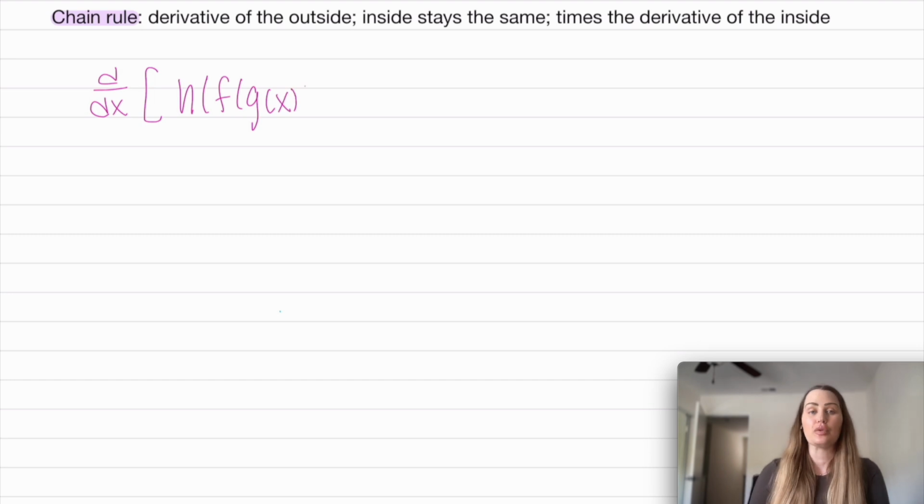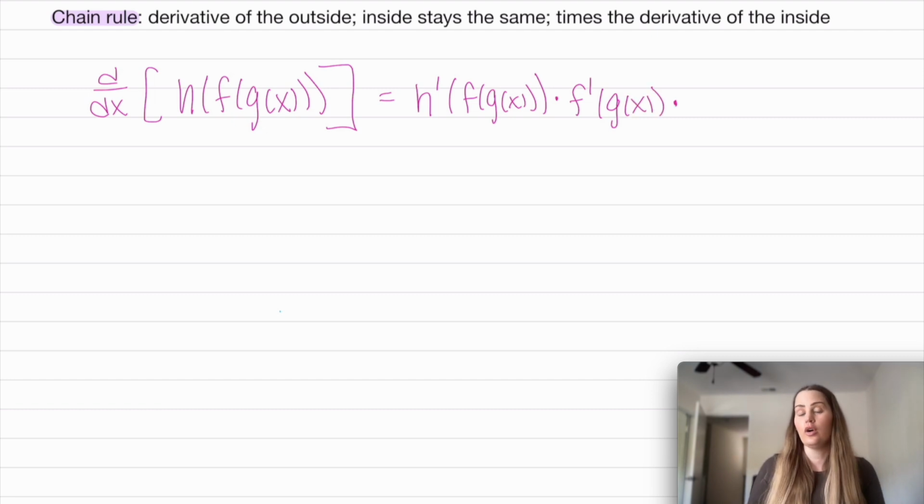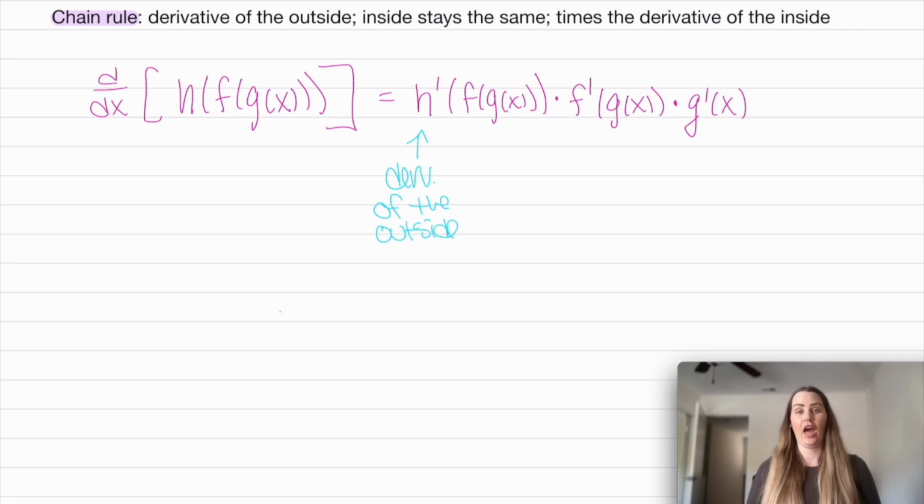We can also do a double chain rule. So now I have a function inside a function inside of a function. When I take this derivative, once again, derivative of the outside function, inside stays the same, even though the inside is a composite function, times the derivative of the inside. So the derivative of the inside is going to be one more iteration of chain rule. So I get f prime, g of x stays the same, times the derivative of the inside again, which will be g prime of x.